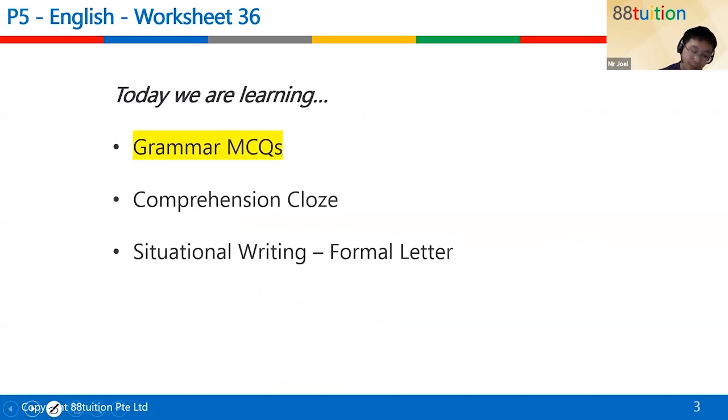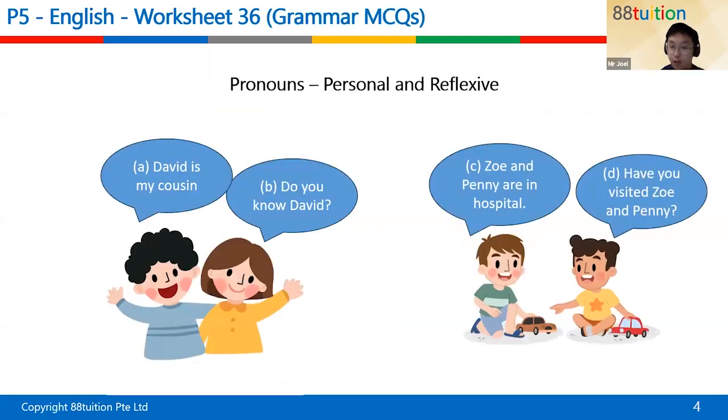All right, let's have a look at some grammar rules regarding this. So we're talking about pronouns over here, personal and reflexive. Personal means you're talking about yourself. All right, David is my cousin. That's a personal pronoun. Reflexive is when you reflect it off. That's why it's called reflexive.